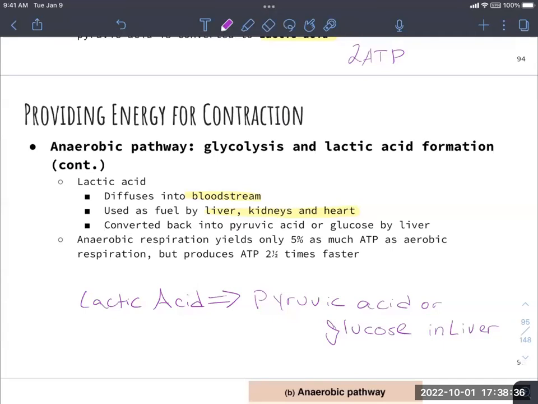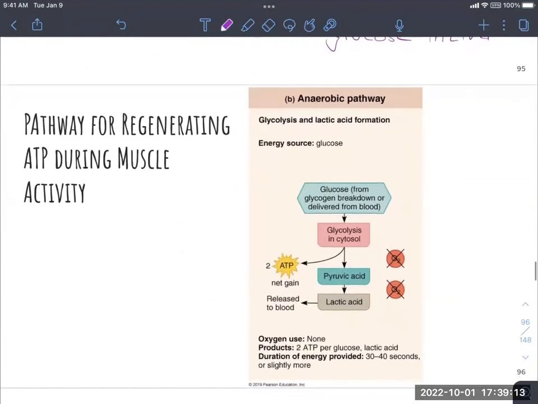So anaerobic respiration here is only going to create about 5% of the ATP we need, because for each of these glucose molecules, we're only getting those 2 ATP. That's not a lot. 2 ATP is only going to disconnect 2 myosin heads from the actin. That's not a lot. So we need a lot more ATP than that.